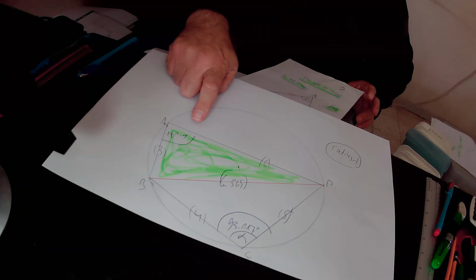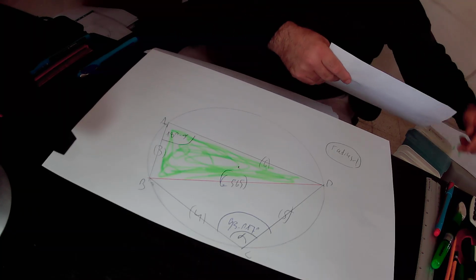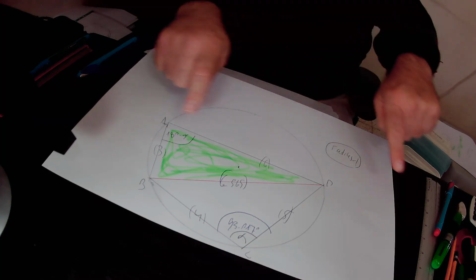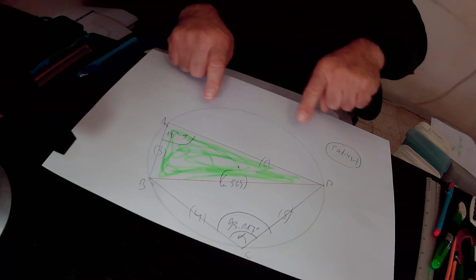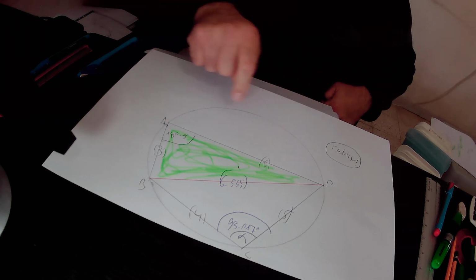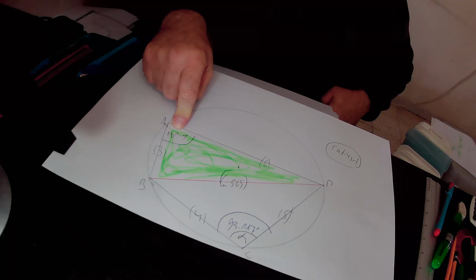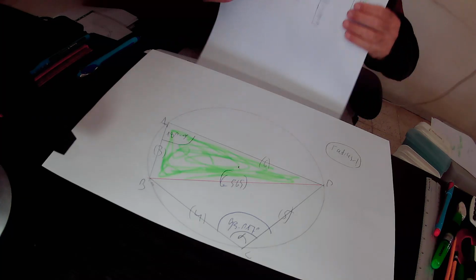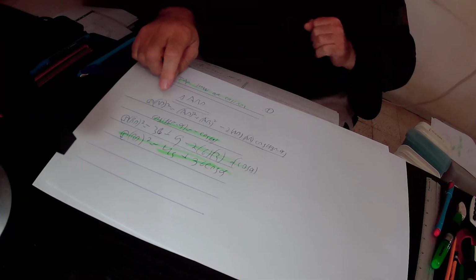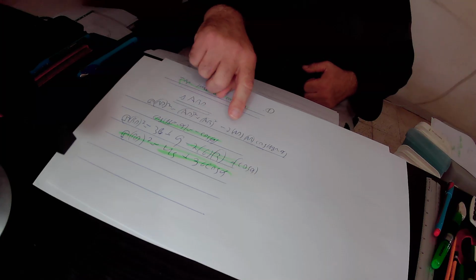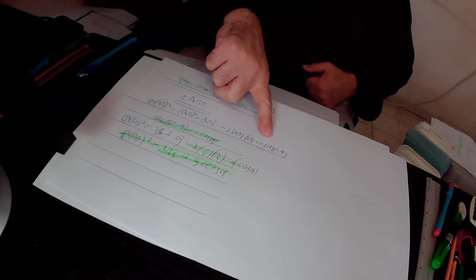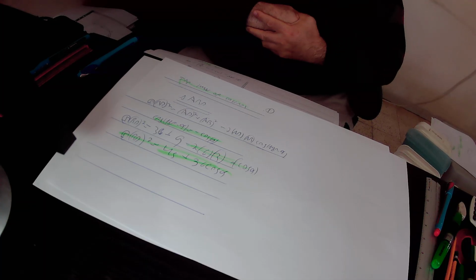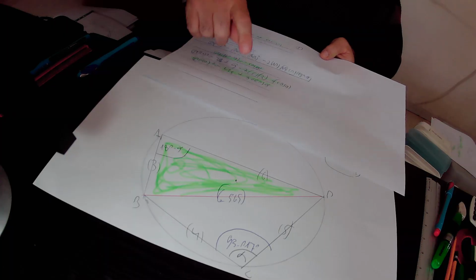In this green triangle ABD, according to the law of cosines, the following equation is true: BD squared equals AD squared plus AB squared minus 2 times AD times AB times cosine (180 degrees minus alpha). Equation 1 is the implementation of the law of cosines on this triangle ABD.